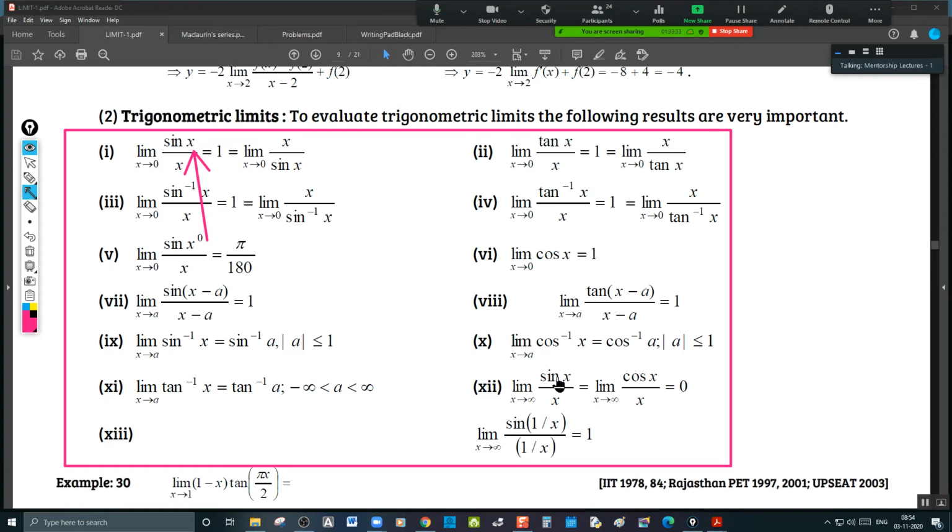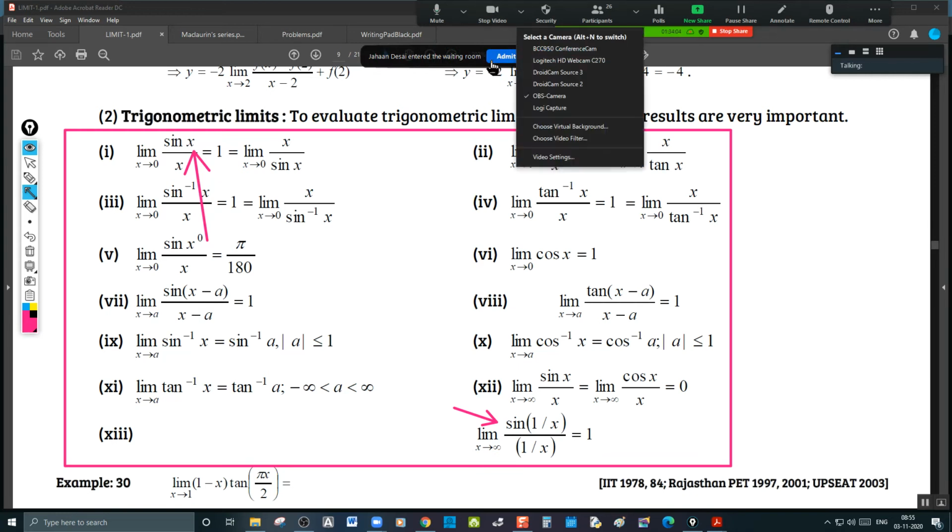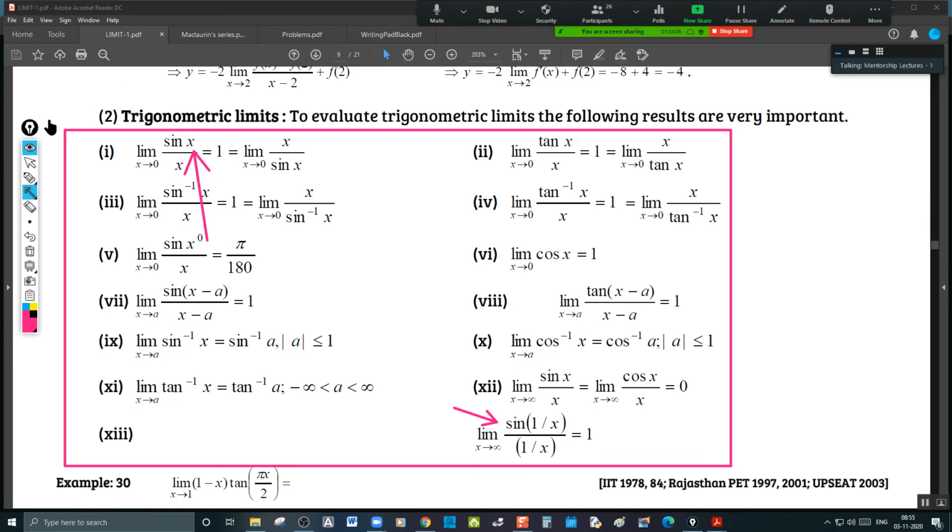Similarly, what other important limits are there? Find the difference here. This one also: limit of sine of 1 by x upon 1 by x as x tends to infinity. 1 by x means 1 by infinity, which is 0. It is again in the 0 by 0 form, and hence it also becomes 1. Here it is sine x by x as x tends to 0, and here it is sine of 1 by x by 1 by x as x tends to infinity.